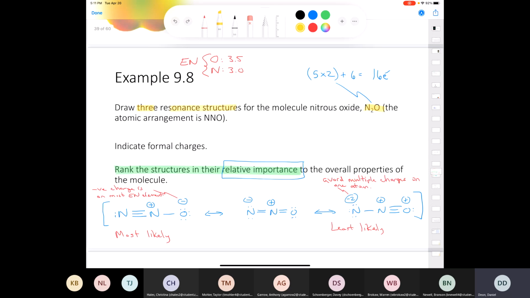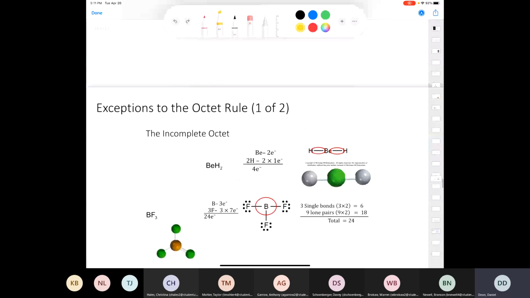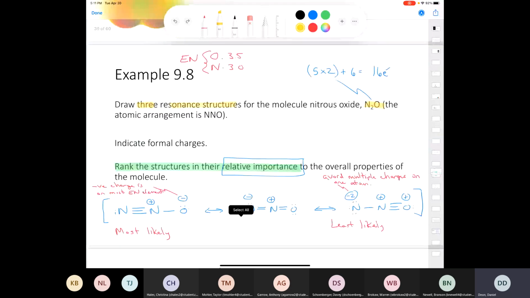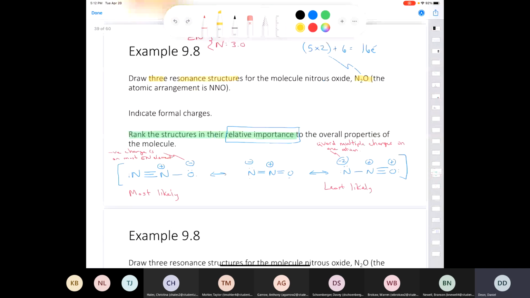Well, let's look at some exceptions to the octet rule, because we talked about the octet rule last class. And again, if you look at our 3 Lewis structures that we drew today, if you pick any atom at random, say you pick this nitrogen here, that nitrogen is surrounded by 1, 2, 3, 4, 5, 6, 7, 8, right? It's surrounded by an octet of electrons. So the octet rule was obeyed in all of our Lewis structures in this problem.